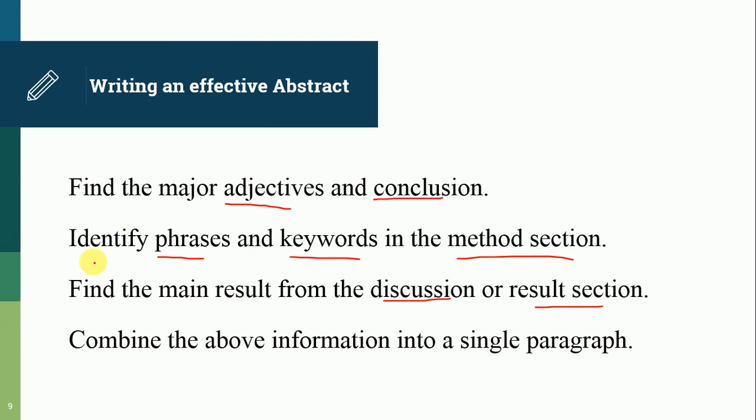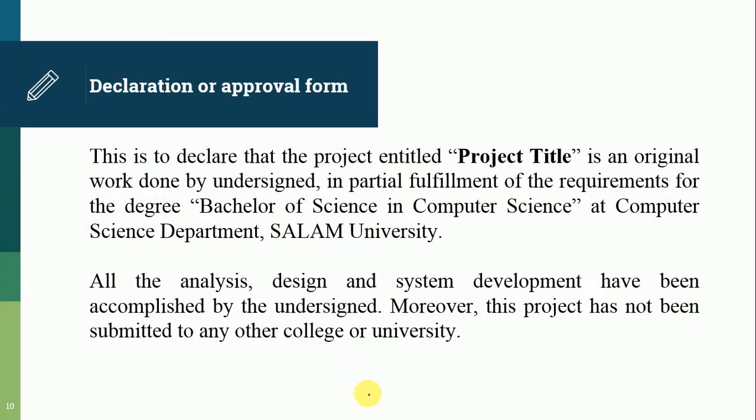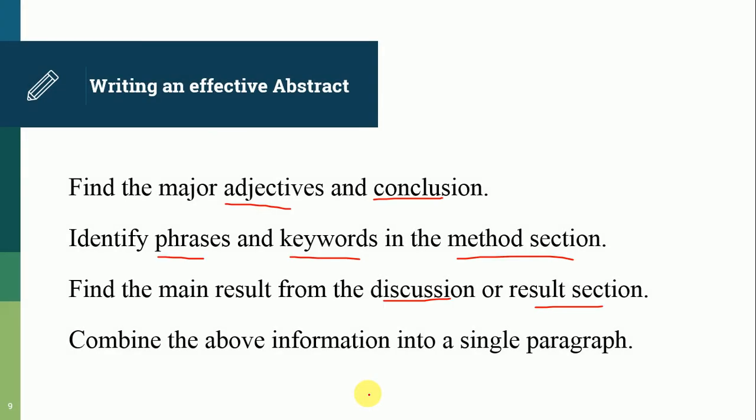Now you have got these. For example, you have the objectives and conclusion, the phrases and keywords, the methods, and then ideas on the discussion and the result. You just combine all of these in a paragraph. This way you will be able to write an effective abstract.